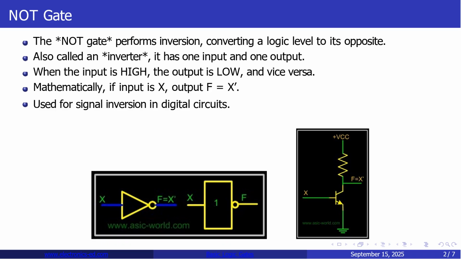It only has one input and one output, making it super straightforward. Mathematically, if I call the input x, the output becomes x prime, or x with a little bar on top. This just means the opposite of x. I use NOT gates all the time when I want to invert a signal in a digital circuit, like turning a logical yes into a no, or vice versa. This simple operation is surprisingly powerful when it comes to building more complex logic.